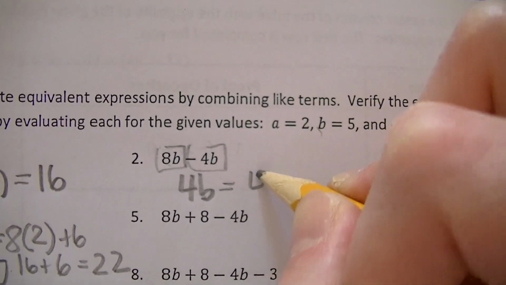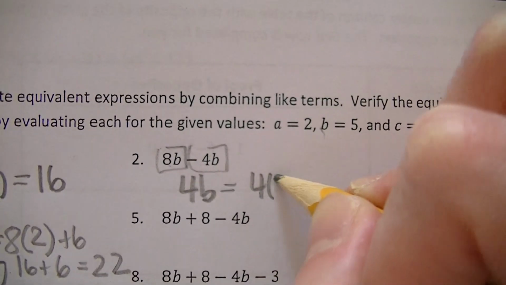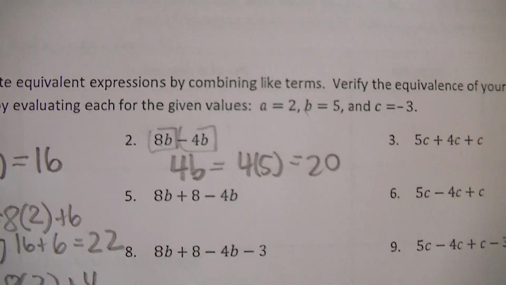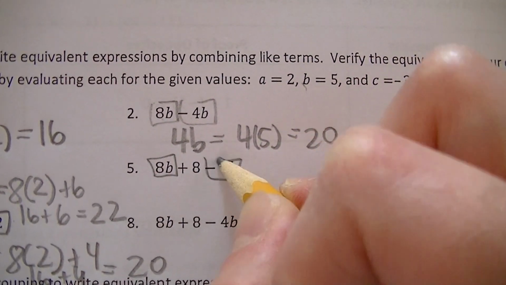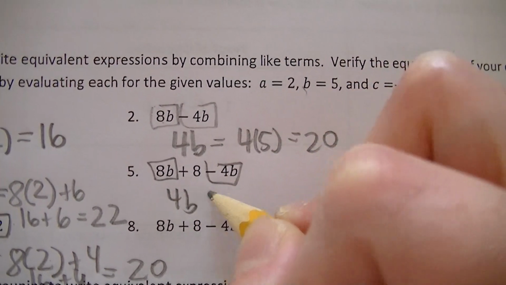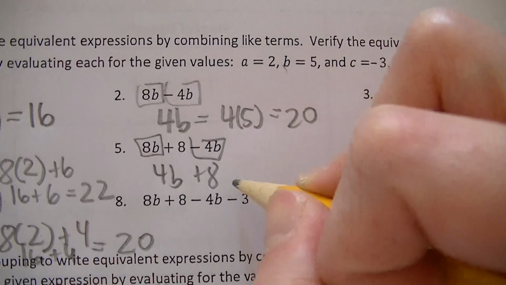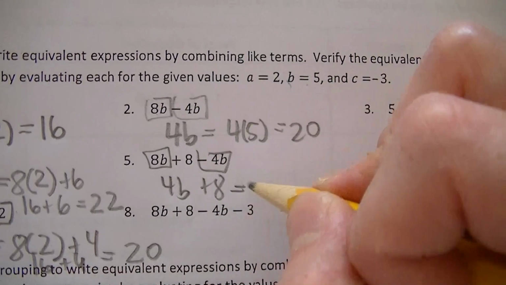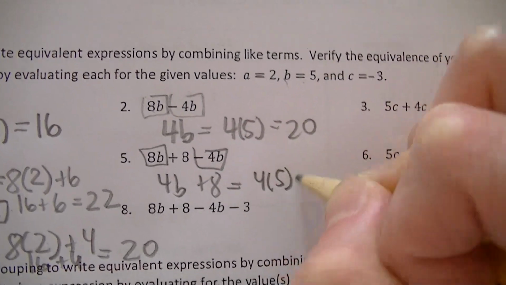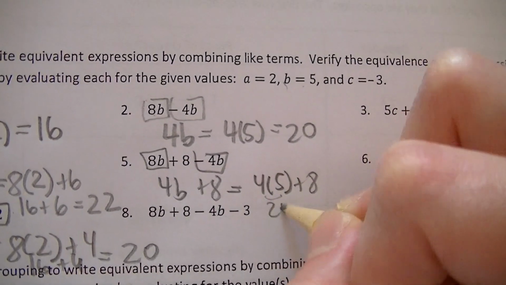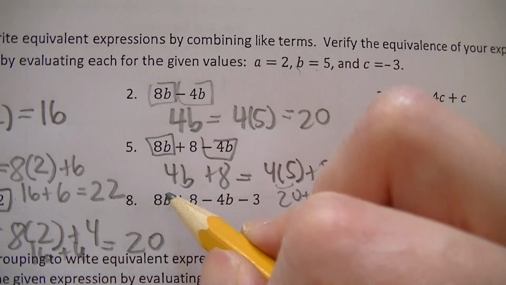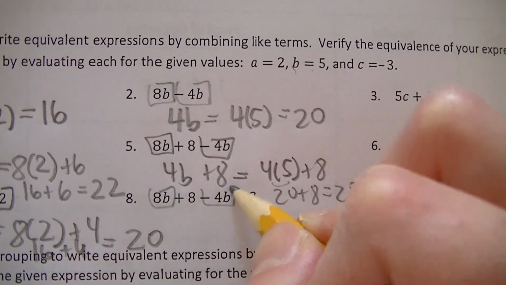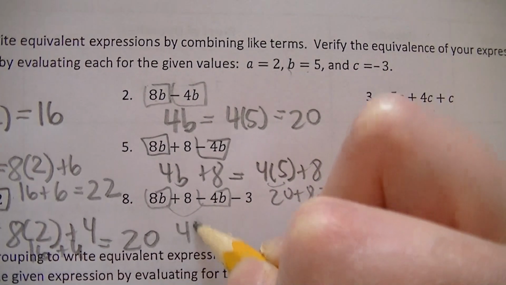Okay, right here, 8b minus 4b, 8 minus 4 is 4, so 4b, and they want us to substitute the value in, so 4 times b is 5, 4 times 5, that's 20, okay? 8b minus 4b is 4b plus 8. Okay, and they want us to substitute 5 in for b, so 4 times 5 plus 8, that's 20 plus 8, which equals 28.